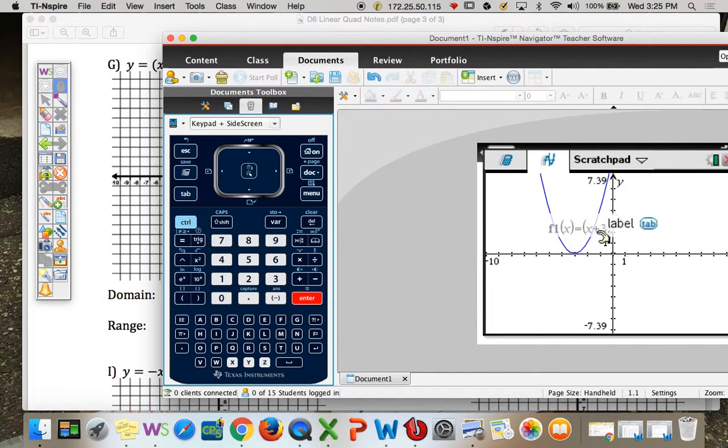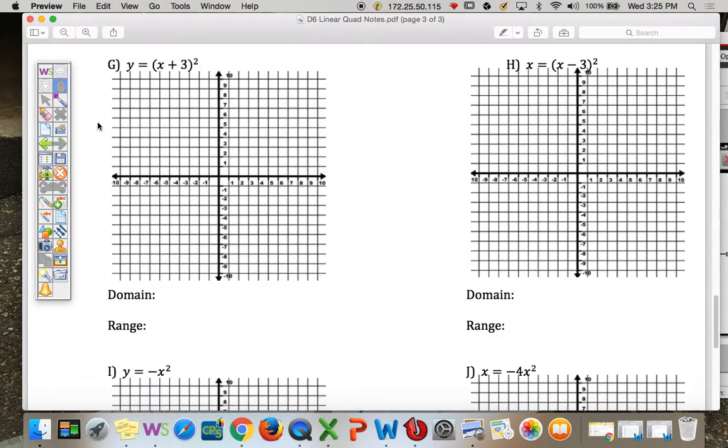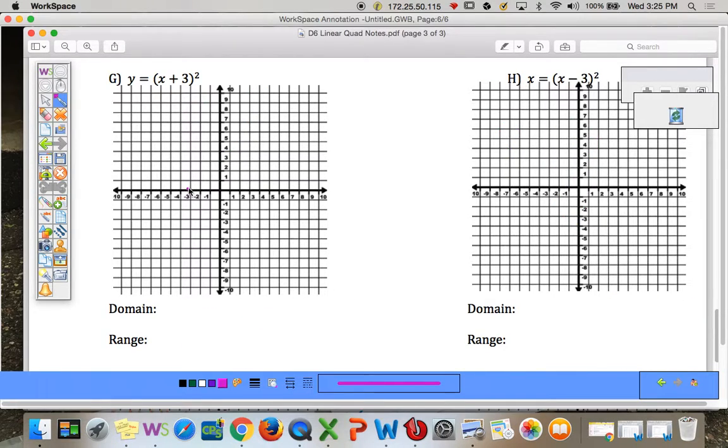This one shifts to the left 3. So let's go there, left 3. Domain, all real numbers. The range, though, again, 0 is the lowest value I see for y, so y is greater than or equal to 0. Let's try the next one, x minus 3.